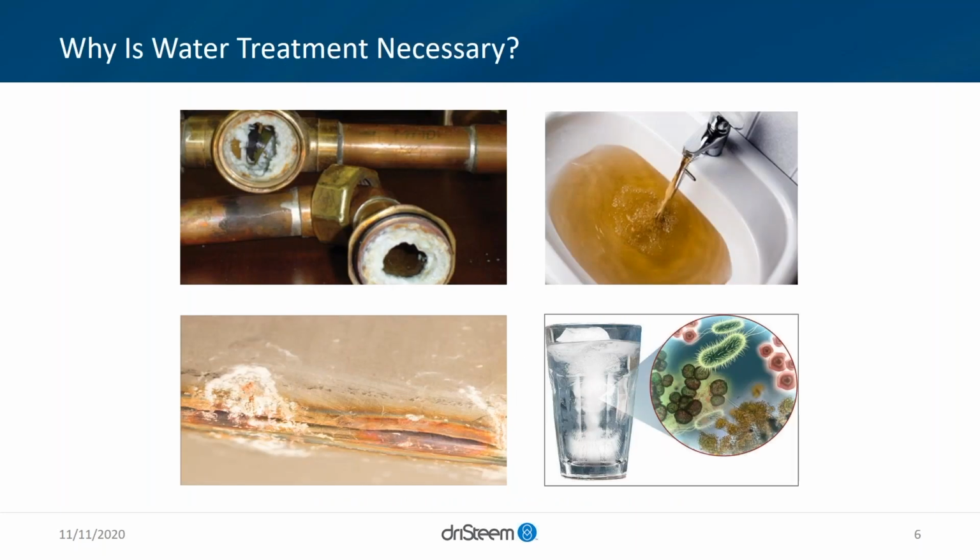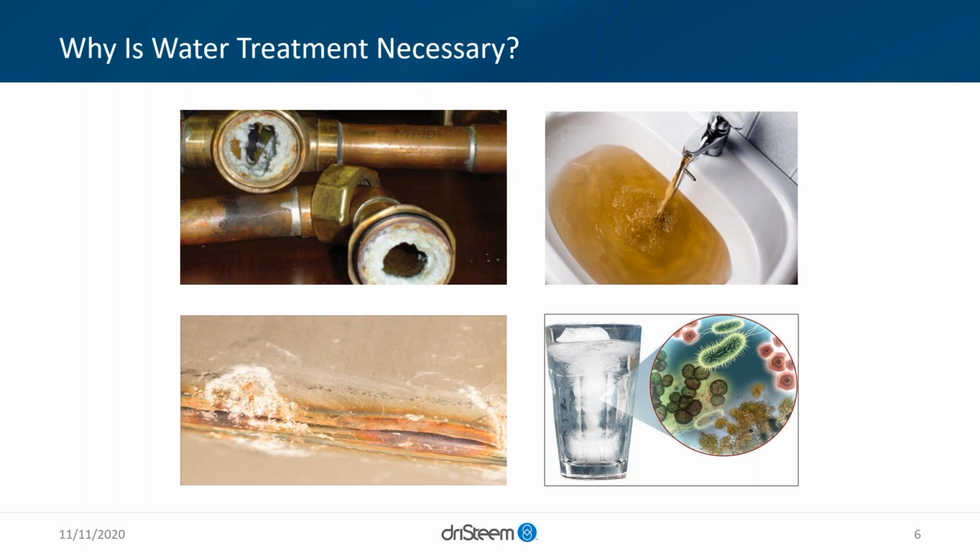We sort of talked about this on the first slide. Well, on the top left photo, we have a perfect example of scale formation. Obviously, that's decreasing the pipe size and can cause other problems. But if it's on your heat exchange surface, you could potentially decrease the efficiency of that unit and not transfer that heat.